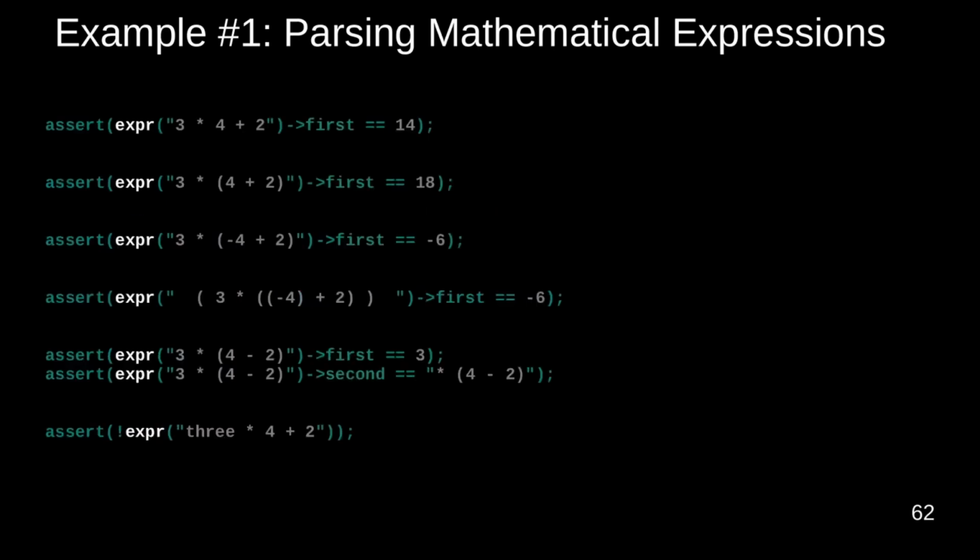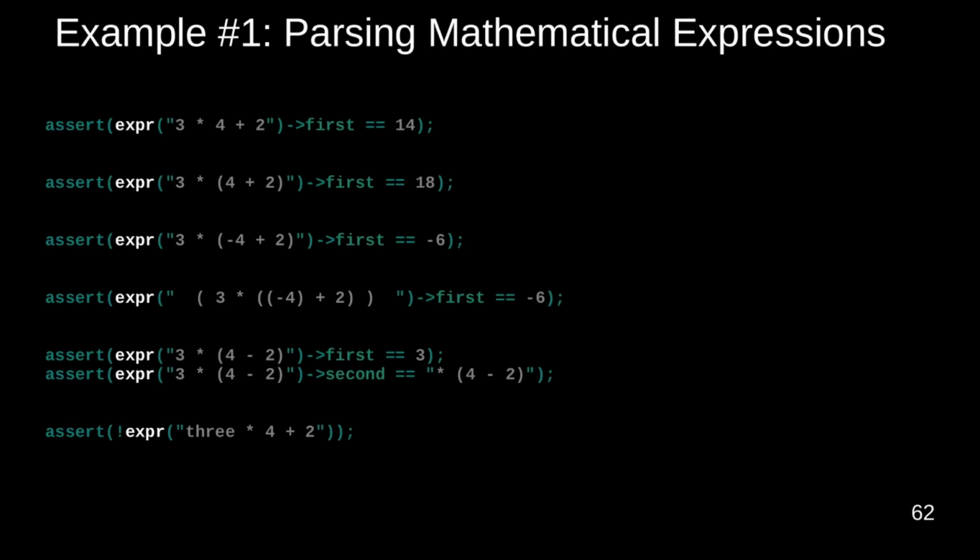So here are some tests. 3 times 2, 4 plus 2 should be 14. If you use parentheses, it will compute 18. If we try a negative number, it will work as well. We could add some redundant white space and parentheses. It still works.